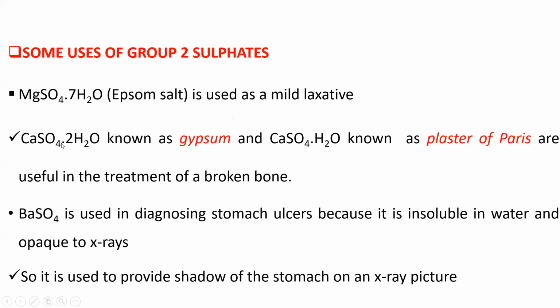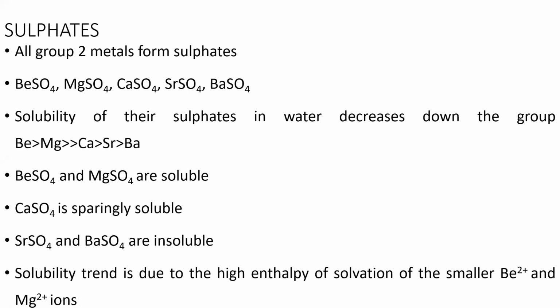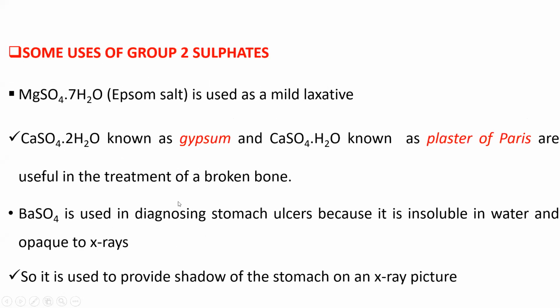Your calcium sulfate, known as gypsum, also known as your plaster of Paris, is useful in treatment of bone. The solubility of our calcium sulfate is sparingly soluble, and that is why we are using it as plaster of Paris. Because it's sparingly soluble, they can use it in making POP or even for broken bones. Because it's sparingly soluble, you can mold it to what you want before it sets. So that is why your calcium sulfate is used as plaster of Paris and in treatment of bone.